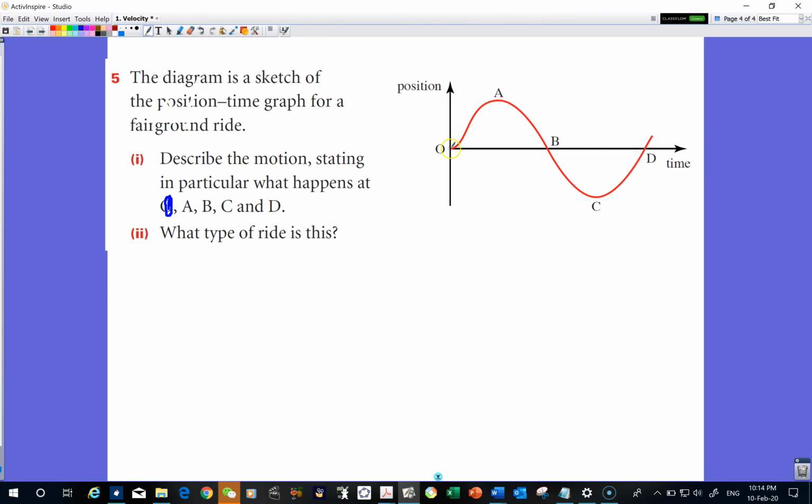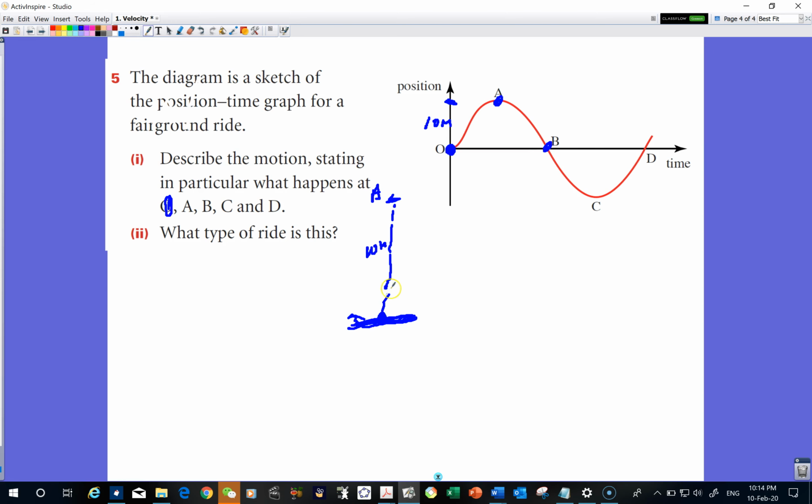At the point O, we see that the position is 0. So the object is at the starting point. If it's a stone that was thrown up in the sky, at O it is here, and then at A the object has moved, let's say 10. Let's say this point is 10. So at A, the object has moved 10 meters up. So this is the point A.